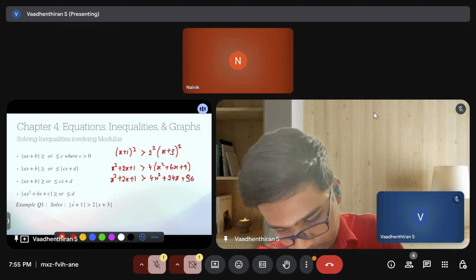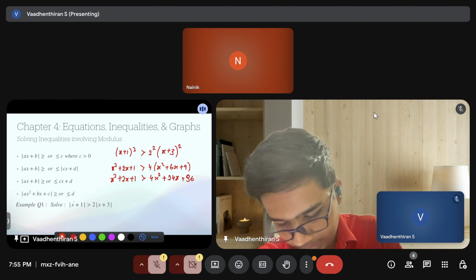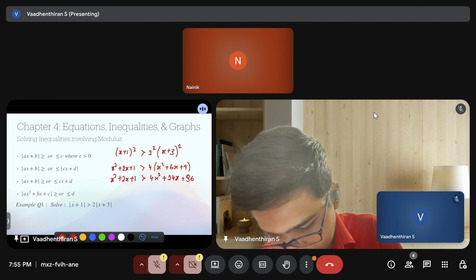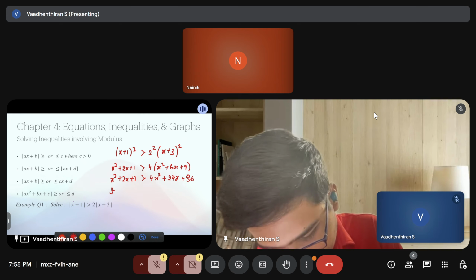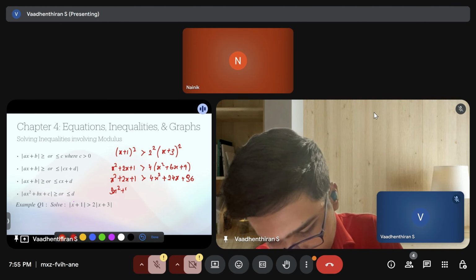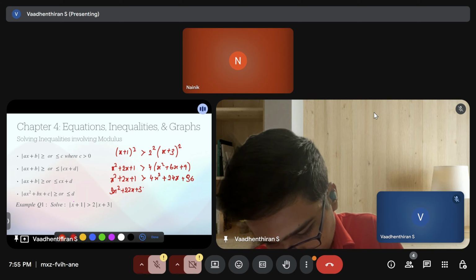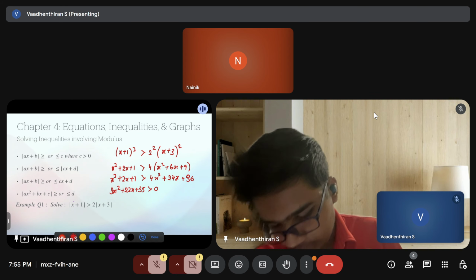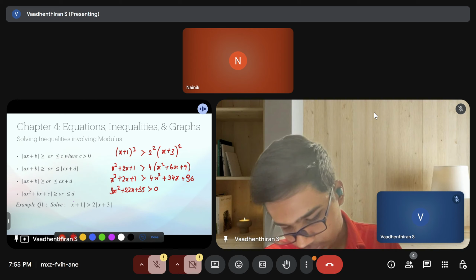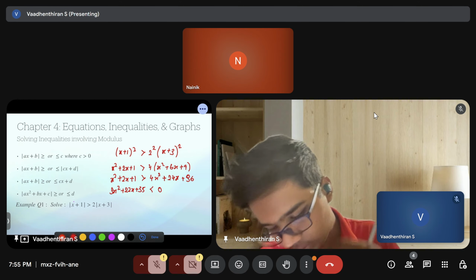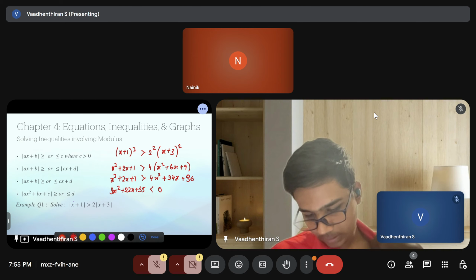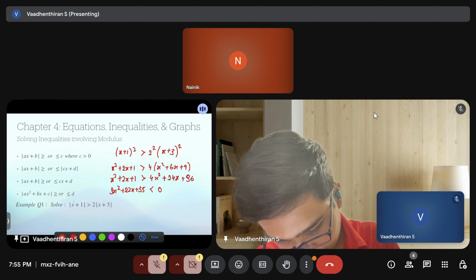So then you can move the left hand side to the right because it's easier. Then you will get 3x squared plus 22x plus 35 is greater than 0. No, less than 0, sorry. It should be less than 0. Then you can solve this.